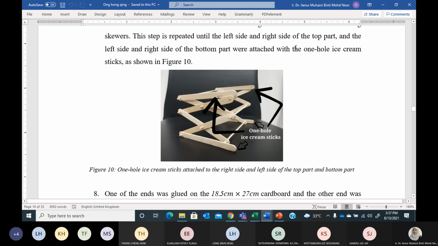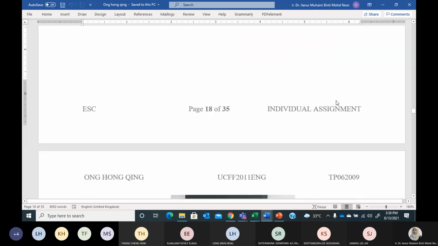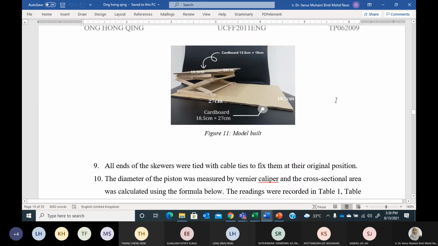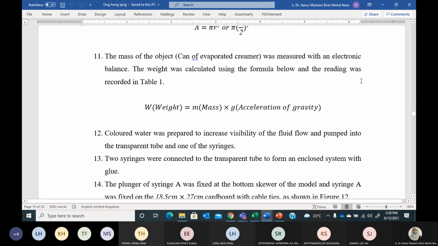Okay. With the one whole ice cream stick. So here want to show one whole ice cream stick. But also not sure where's the hole, right? From this arrow. This is better. Cardboards. And then another cardboards here. Here got one cardboard up here. So this experiment doesn't use water. But it is in the Pascal principle.